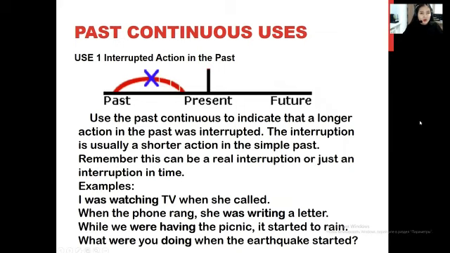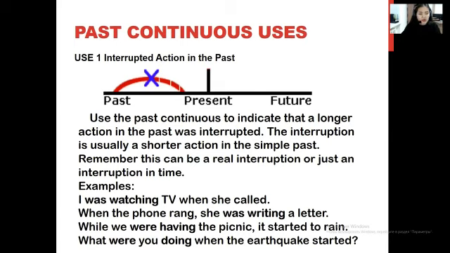Past continuous used first: interrupted action in the past. Use the past continuous to indicate that a longer action in the past was interrupted. The interruption is usually a shorter action in the simple past. Remember, this can be a real interruption or just an interruption in time.